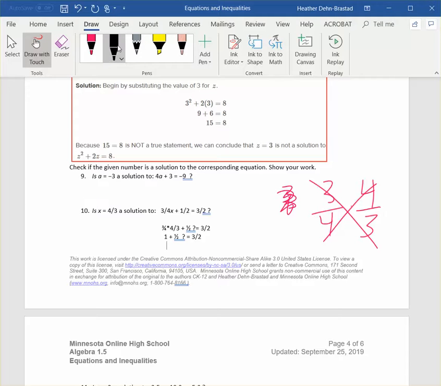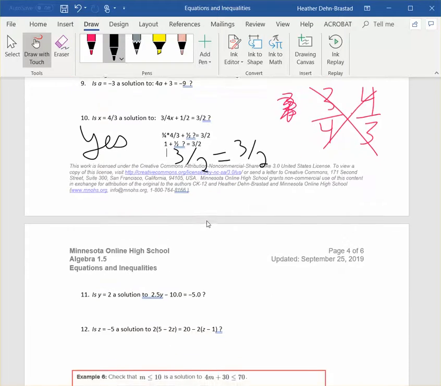Let's change 1 to a fraction. 2/2 is the same as 1 because it would equal 1. And 2/2 plus 1/2 is the same as 3/2. So we get 3/2 equals 3/2. So this would be a solution, and you would say yes. You do need to show your work on these, though. You can't just say yes or no. So the fraction one turned out to be really not that hard after all.